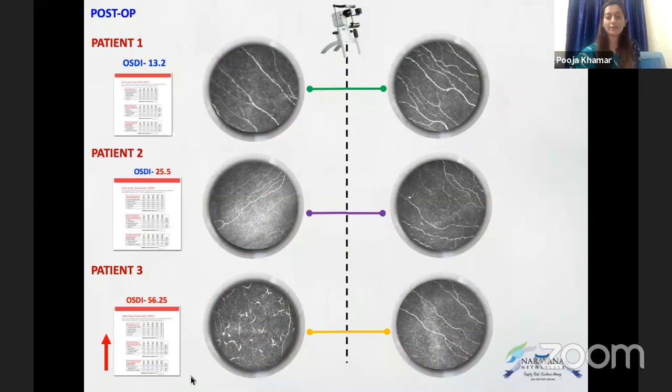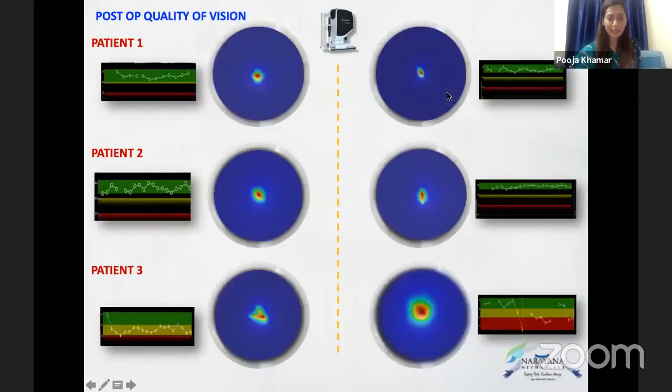And this is how their nerves are. There are a lot more dendritic cells, the inflammatory cells, present, and the discomfort of these patients is much higher compared to the ones with normal epithelium or normal nerves. And this is the visual quality. This is how your visual quality is.